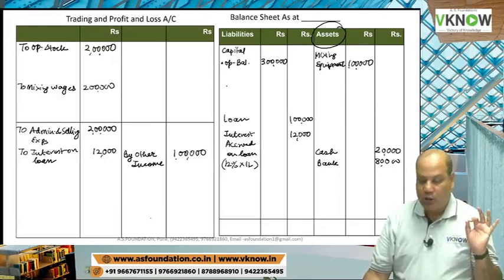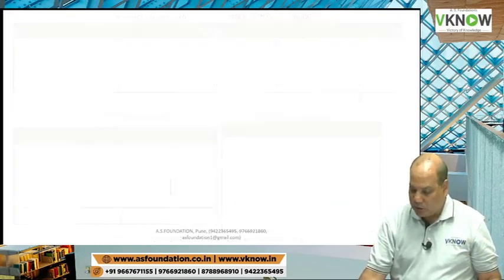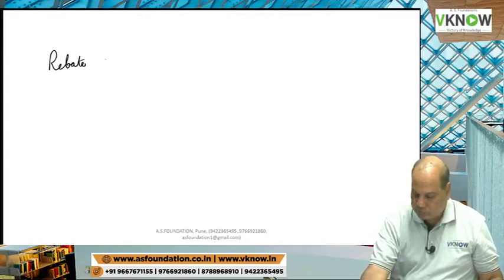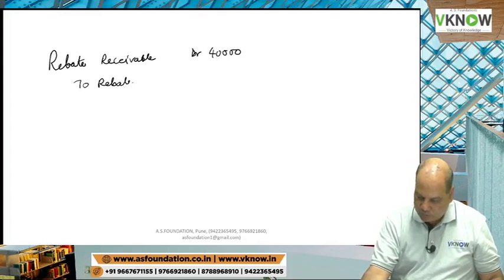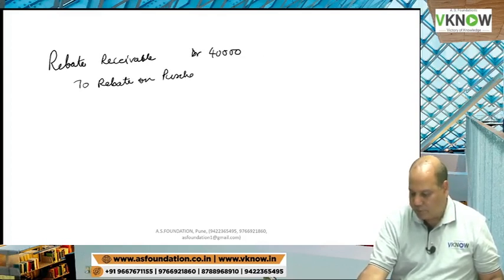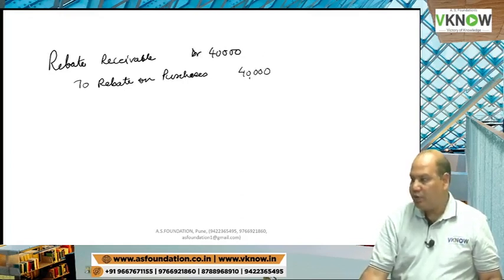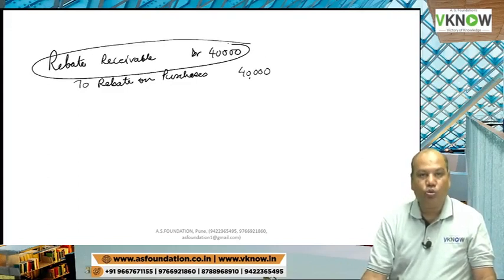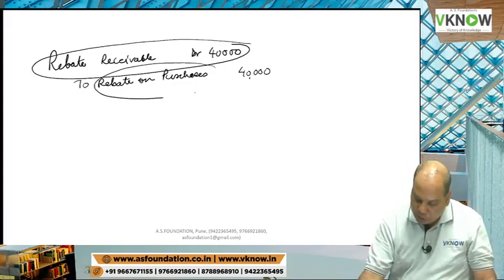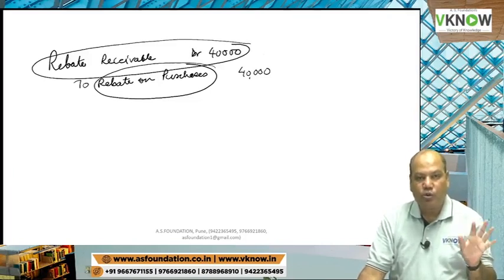Entry will be rebate receivable account debit, for this first adjustment, to rebate on purchases 40,000. So now this rebate receivable will go to the balance sheet. Rebate on purchase is related to purchase, so it will reduce the amount from total purchase.